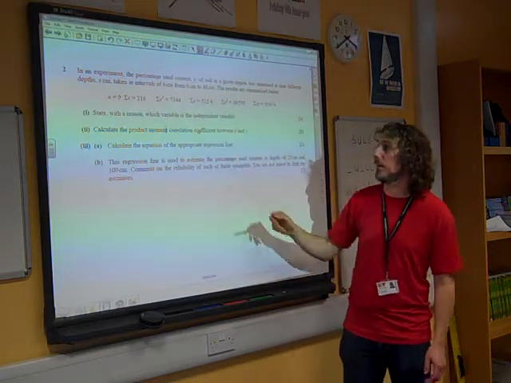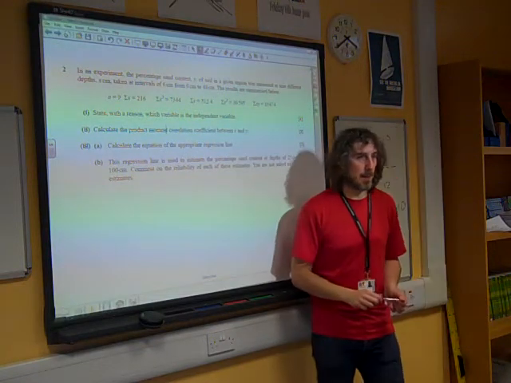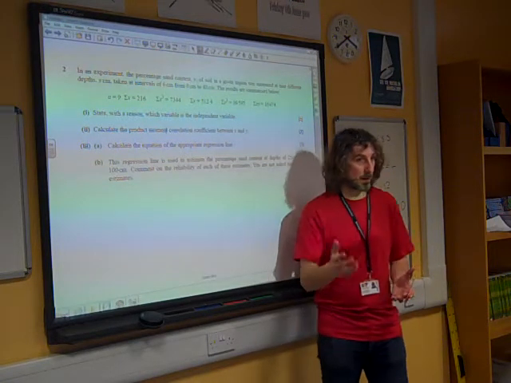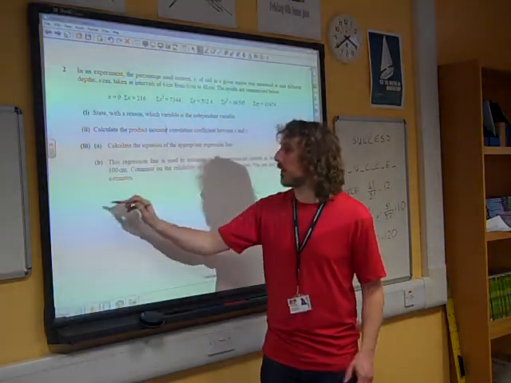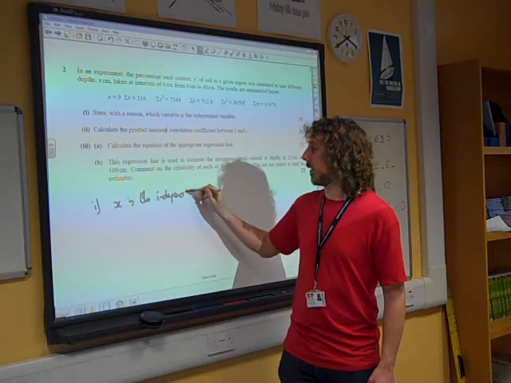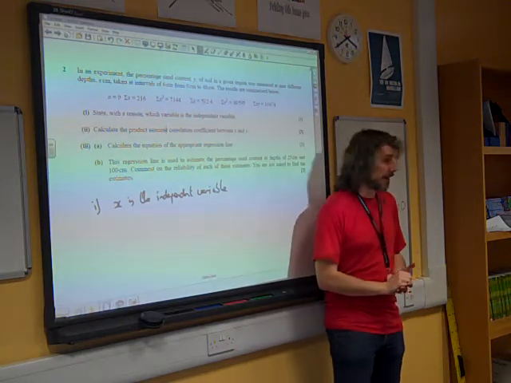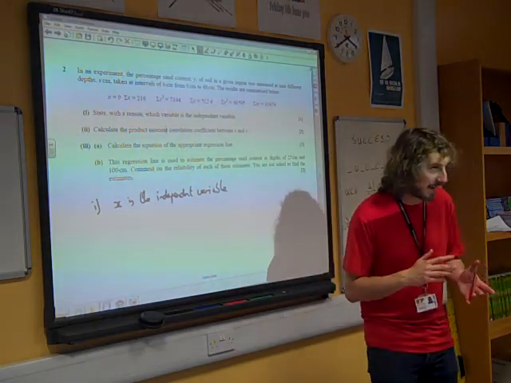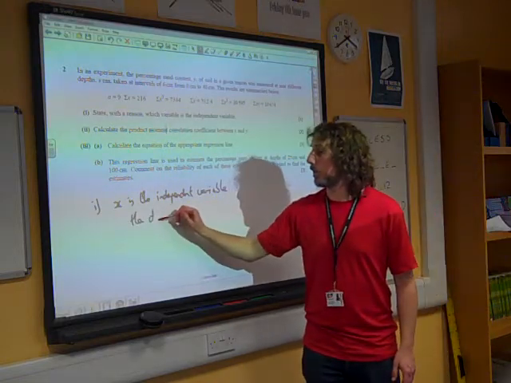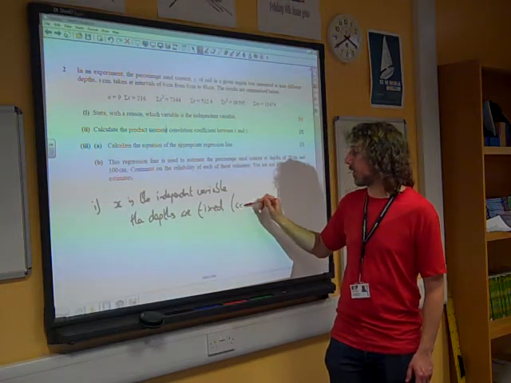We've got all the key bits of data that we always need. State with a reason which variable is the independent variable. We've already said this, haven't we? It's got to be x, that's the independent variable. Okay, and our reason is that it didn't depend on the other thing. It was the depths that we were taking this sample that were fixed. Or we could say the depths are controlled.